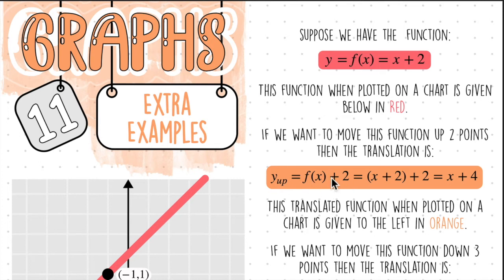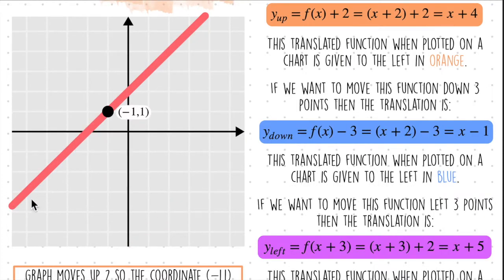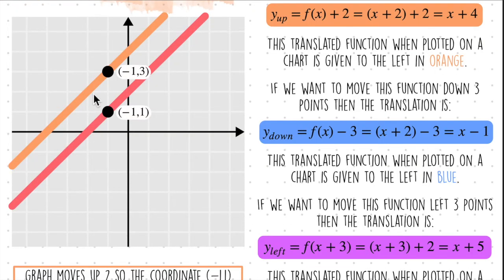So what does this equal? Well, we know f of x is our original function, x plus 2. So this becomes x plus 2 plus 2, which simplifies to x plus 4. So y subscript up is equal to x plus 4. Let's plot this function. Here, given by this red line, is the original function, y is equal to x plus 2. And in orange is this function in red, but translated by 2 in the positive y-axis direction. It is this line.